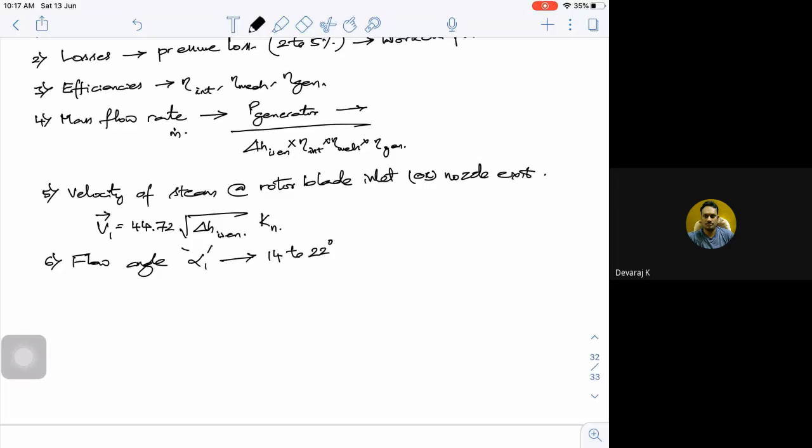This is something like a design iteration. You can write a program for this. If I go with 14, what will happen? If I go with 15, what will happen? I can do the calculations using my Excel sheet. So that's how the design will go.